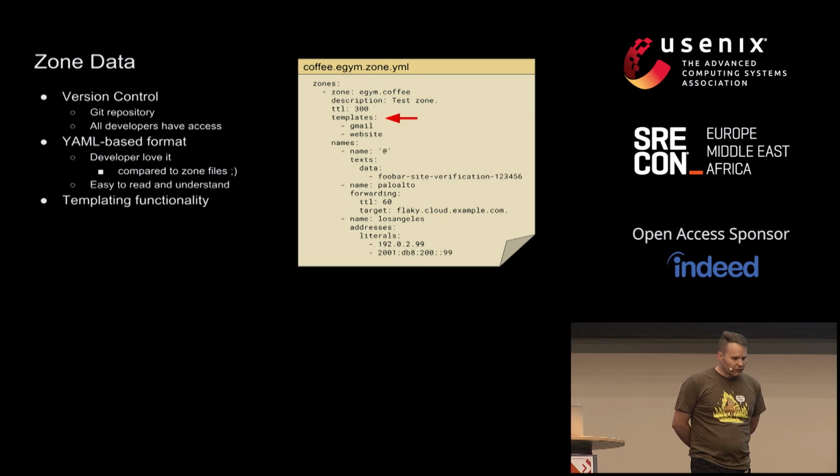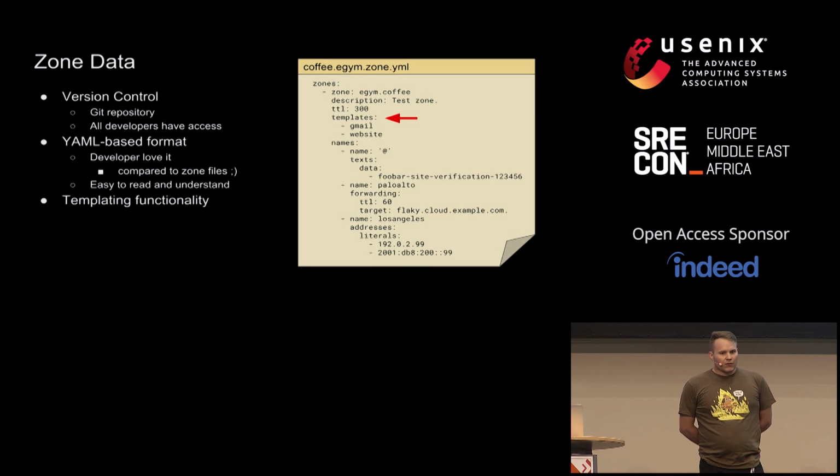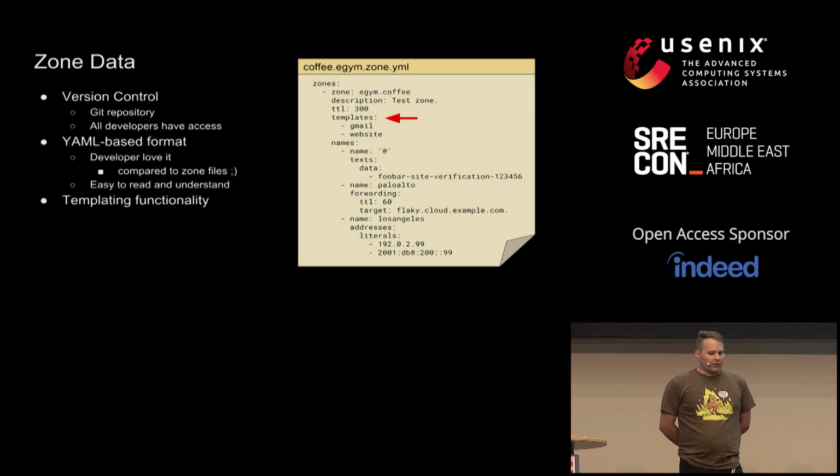And the YAML files could be stored in Git repositories, and every developer could have access to those YAML files and make changes, which was a very different process from before, where only SRE was allowed or even able to access the data and make changes. We built in templating functionality, and I want to say some words about templating.